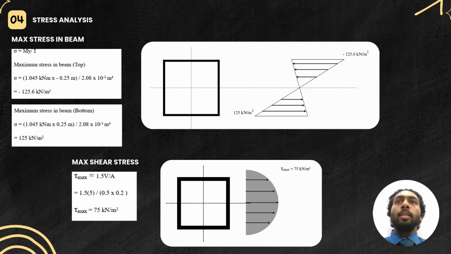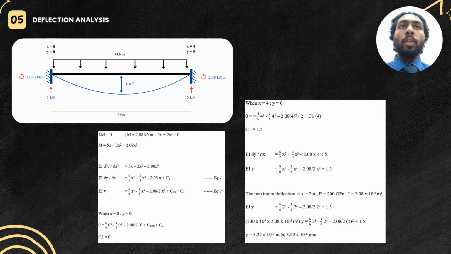And then I calculate the maximum stress in a beam for the top section and the bottom section. Moving on, I calculate the maximum shear stress and draw the diagram. Moving on, I did the deflection analysis using the double integration method. I got a value of 3.22 × 10^-9 meter.